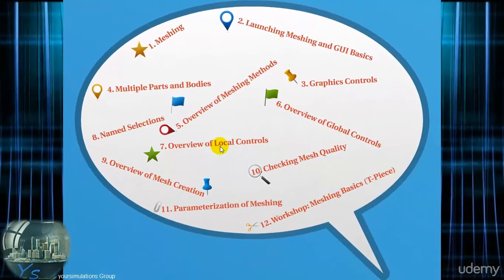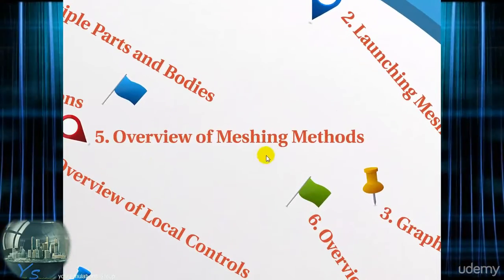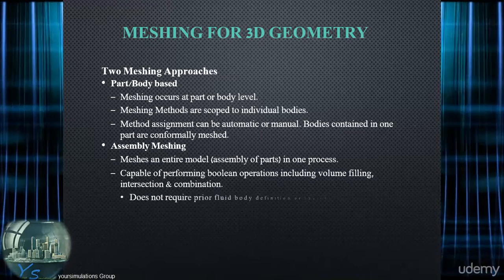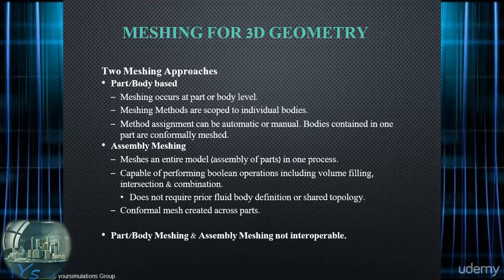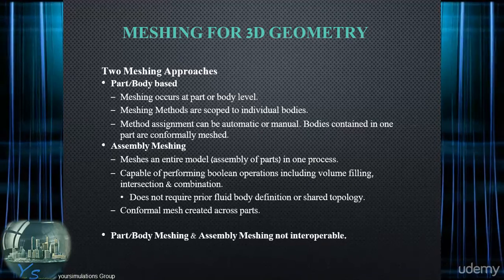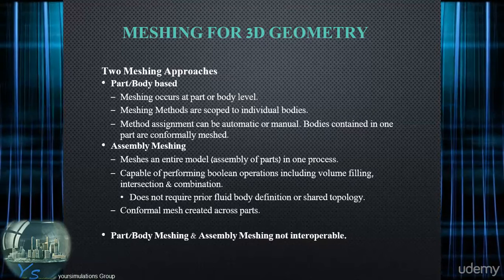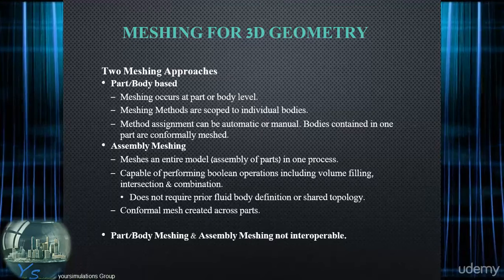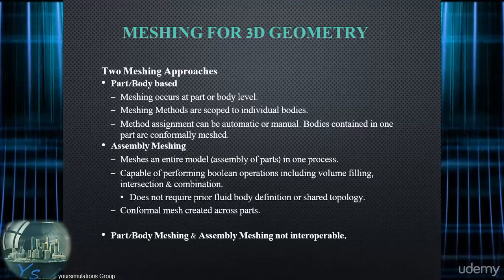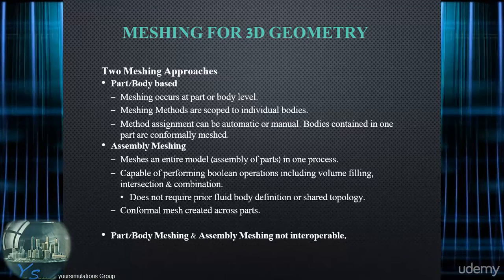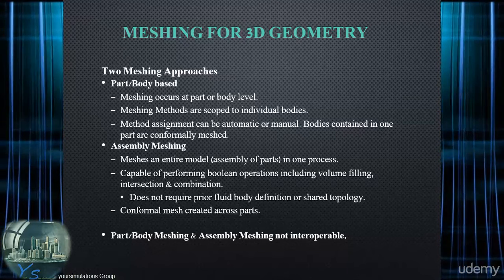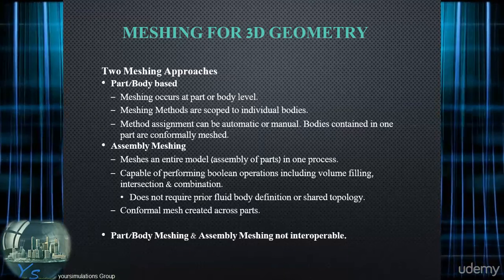In principle, we know now how to operate the user interface. But how do we create a mesh? There are two completely different meshing approaches: the conventional way, by meshing one body after another, and assembly meshing, which meshes everything in one step. As the name already indicates, the part or body approach occurs at the part or body level. Every body can have a different meshing method and can be meshed individually.